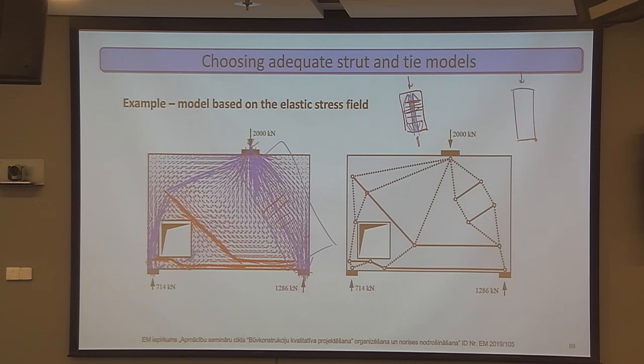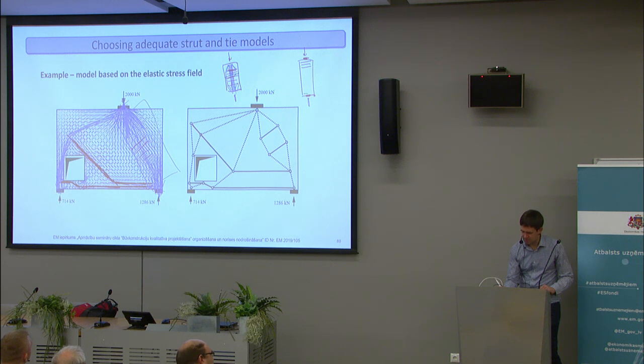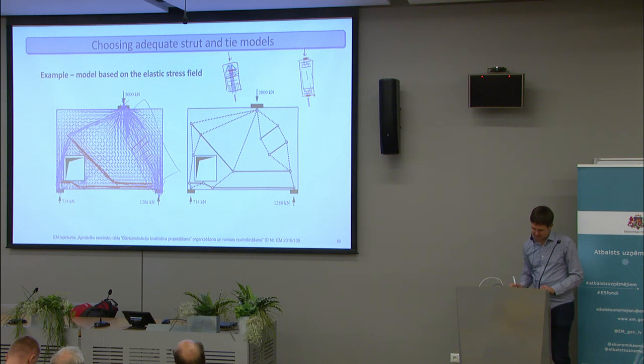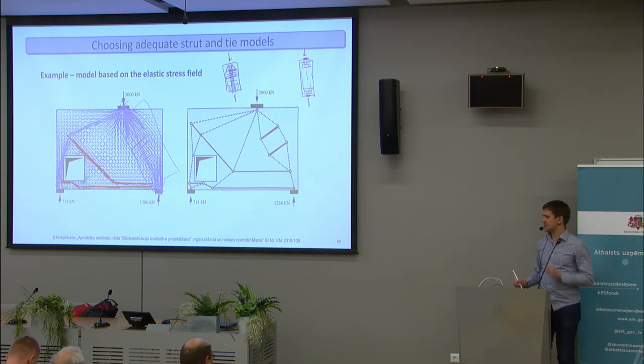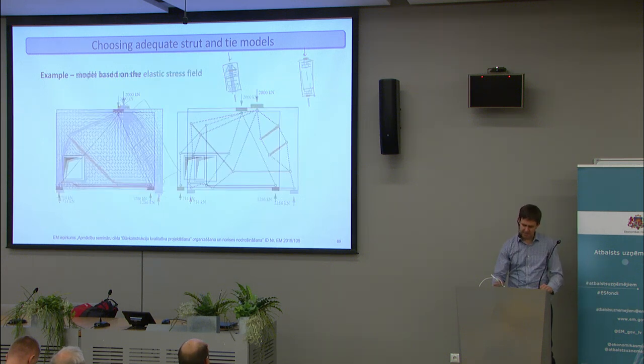if you have an element like this with a small loaded area, or limited loaded area, then we should always have reinforcement in the top and bottom part, at least, so that we can distribute the load from here into a wider area. So in this case, it's put into two ties that are perpendicular to the strut.